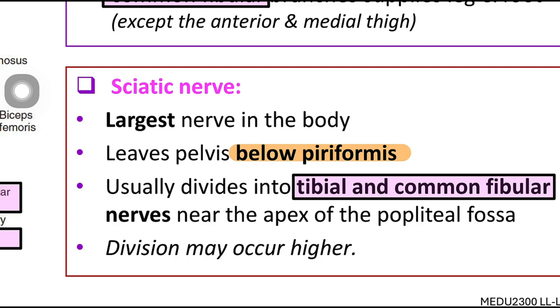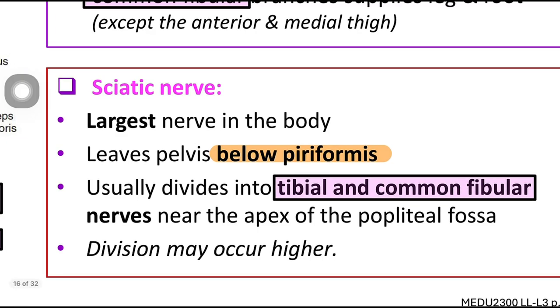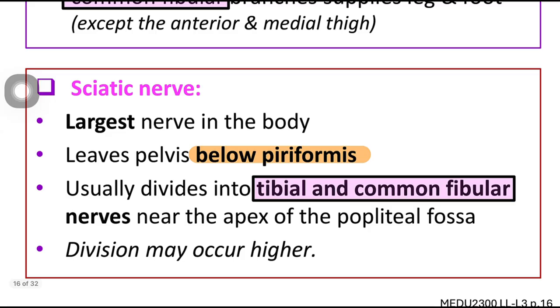Some people, although they are very aware, the sciatic nerve actually pierces through the piriformis. Variation, okay, variation. So usually it lives below the piriformis, usually divides into the tibial and the common fibular nerve. Now this is usually, please highlight.